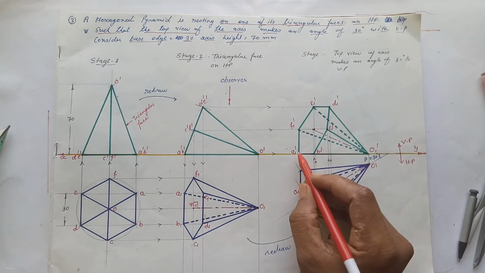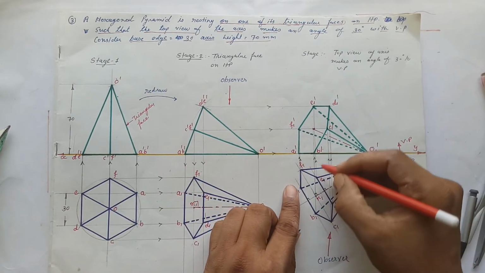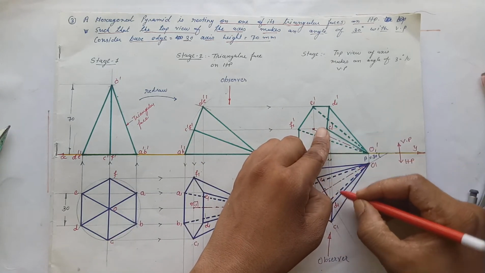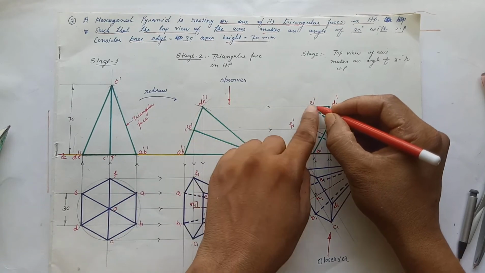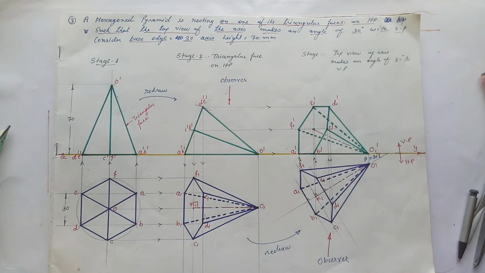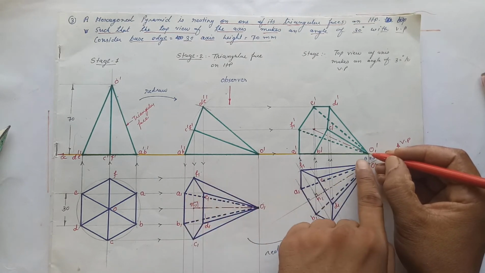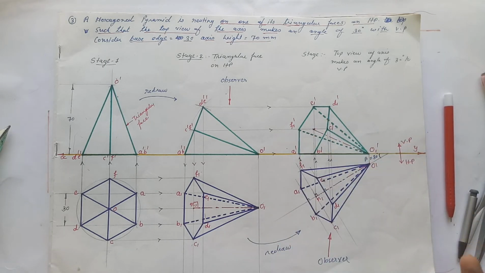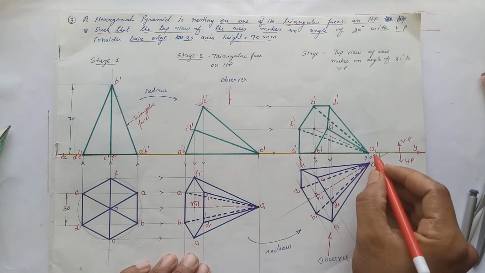So first of all, draw base visible by projecting A, B, C, D, E and F, and draw the base. It is going to be visible. Project the apex point also, it will be on the XY line again. And now draw the slant edge by using the rule of intersection again. So O1A1 and O1B1 will be visible.